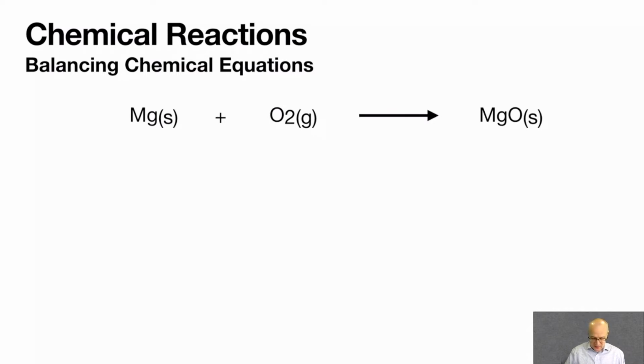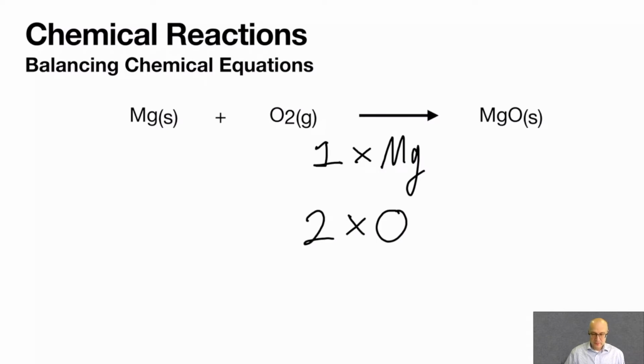So what I do is I take the reactants, every atom on the left-hand side of the arrow essentially, and I write down what they are. Magnesium and oxygen. And then I count them. On the left-hand side of the arrow, how many magnesium do I have? Well, I have 1. And oxygen, I have 2.